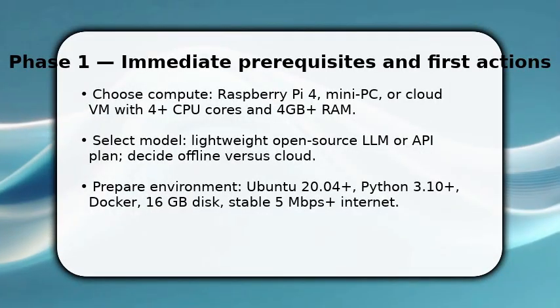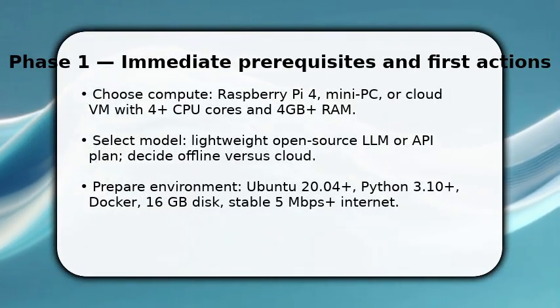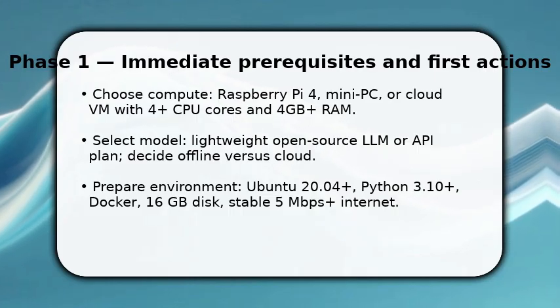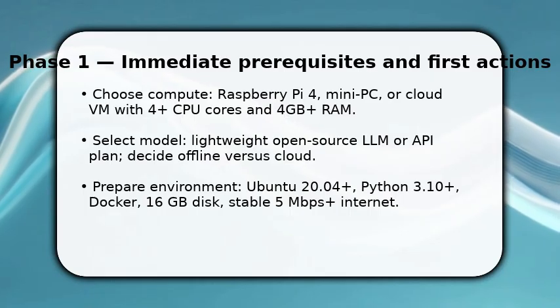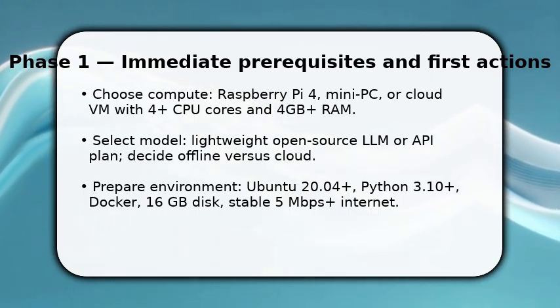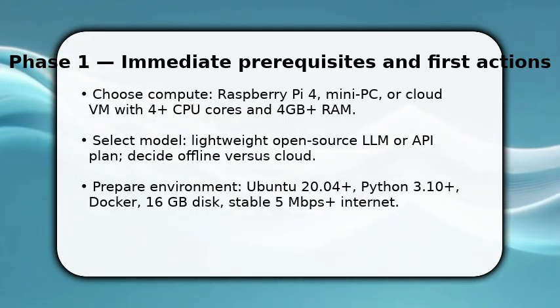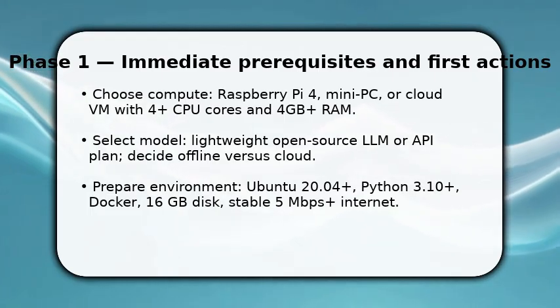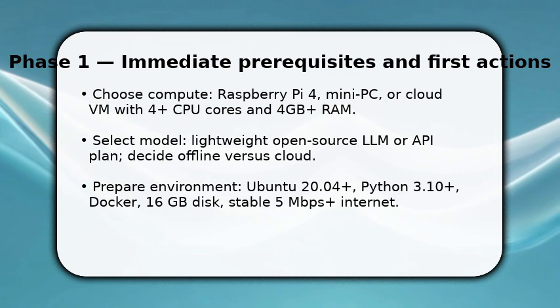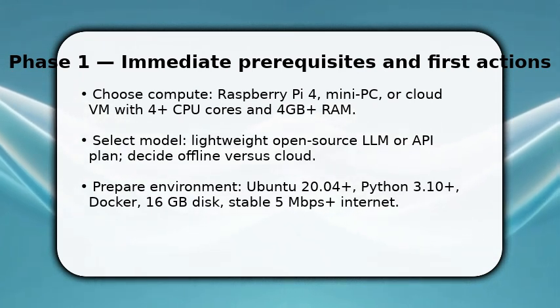You start by collecting what matters now: hardware, model choice, and environment. Pick a device, Raspberry Pi 4 or a cheap mini PC, or reserve a cloud VM with 4+ cores. Once done, choose a model: lightweight local LLM for privacy or an API for ease. Make sure to install Ubuntu, Python 3.10, Docker, and create a 16 GB partition. This avoids permission and storage issues later. Now set up SSH access so you can head into step 2 without friction.